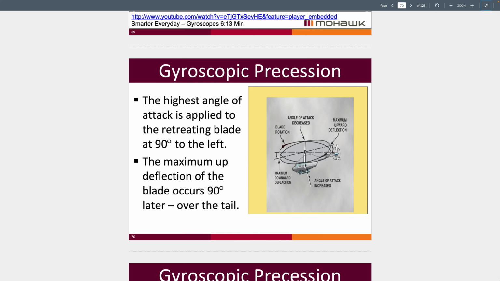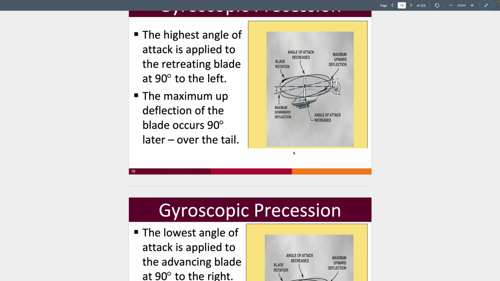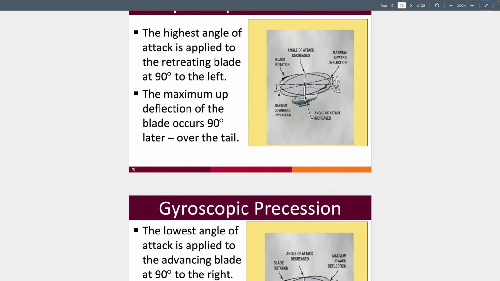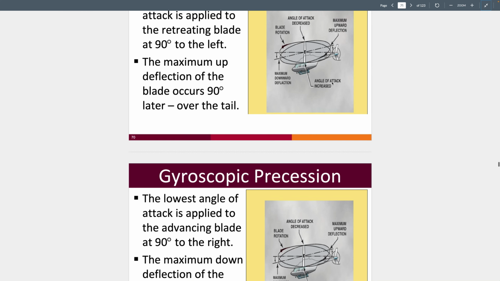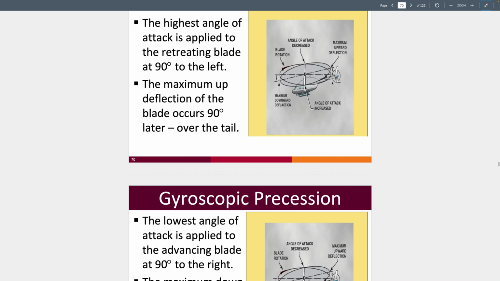The highest angle of attack is applied to the retreating blade at 90 degrees to the left. So if we apply it at 90 degrees to the left, the maximum up deflection of the rotor blades occurs approximately 90 degrees later at the tail. This would be quite confusing if it wasn't compensated for by the arrangement of the swash plate and torque links and pitch links.